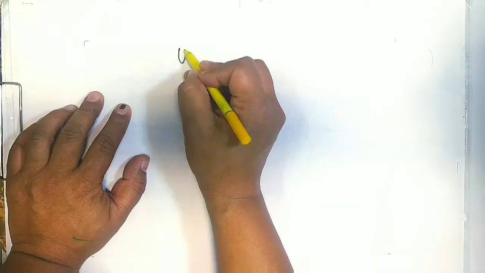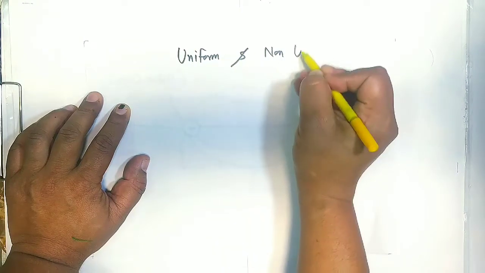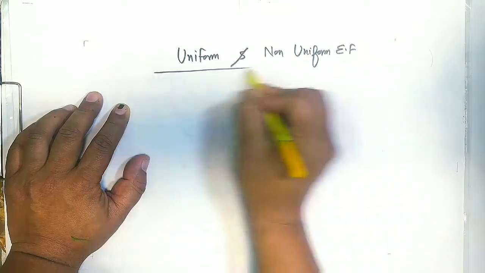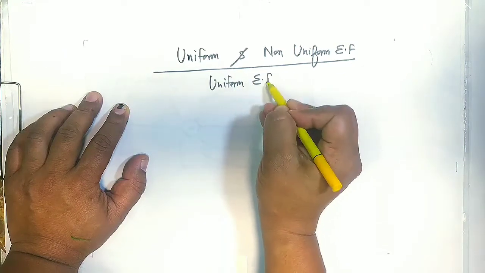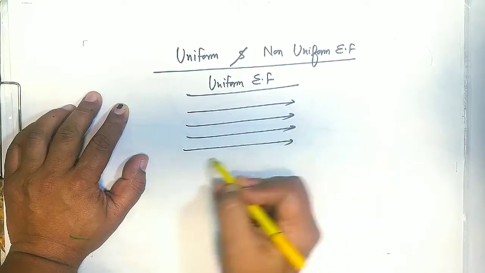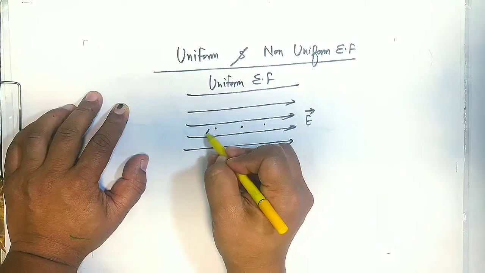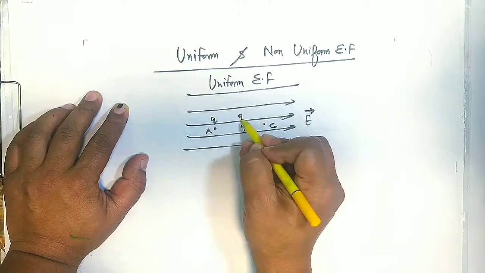Now there is another case, uniform and non-uniform electric field, that also I will discuss. So generally we have the cases of uniform electric field. Uniform electric field is a concept where the lines are like this, equidistant parallel lines. They represent uniform electric field. Say there are charges at A, B, C, and all the charges are of magnitude Q.